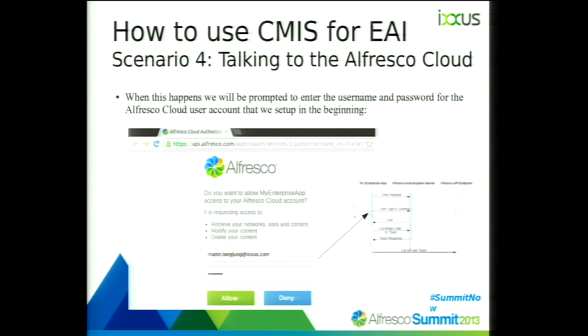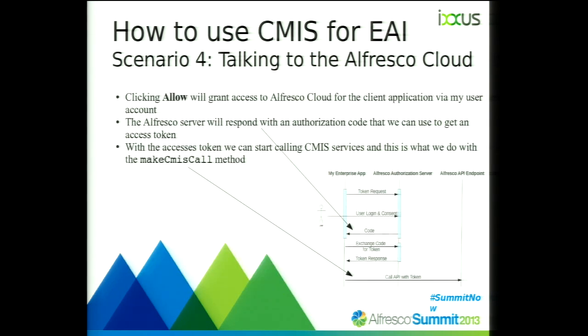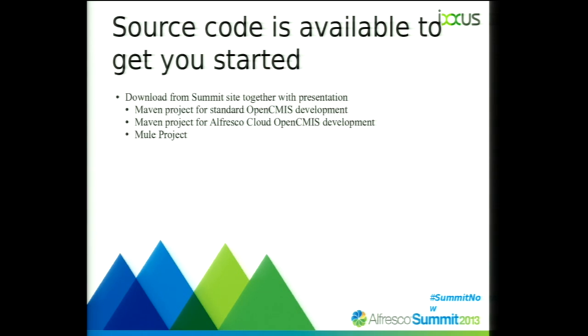When you then use it, you're going to see a dialog like this. Do you want to allow My Enterprise App, the one you registered, to access on your behalf with your login? And then you say allow, and that kicks it off. Then you'll get the authorization code, and then you can get an access token, and then you can get going. And that's pretty much it.